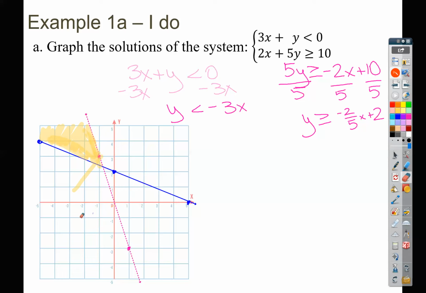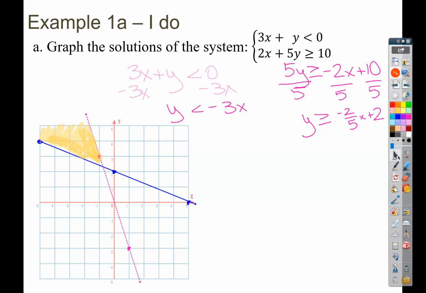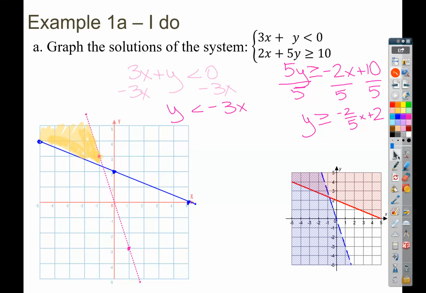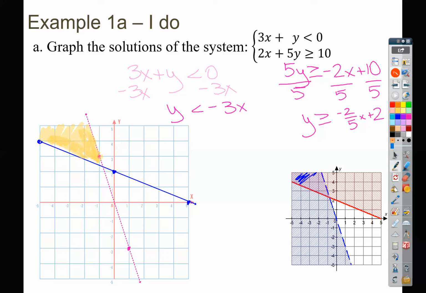I like to do the arrows, especially if you have more than one, so that you can see what it looks like. And then this is what it will look like in your book. So notice that red and blue make purple. So this is actually the only region that is shaded.